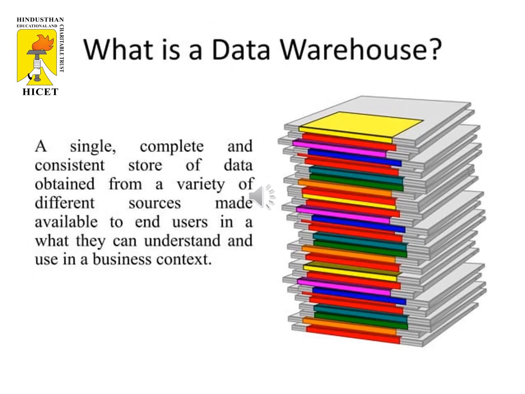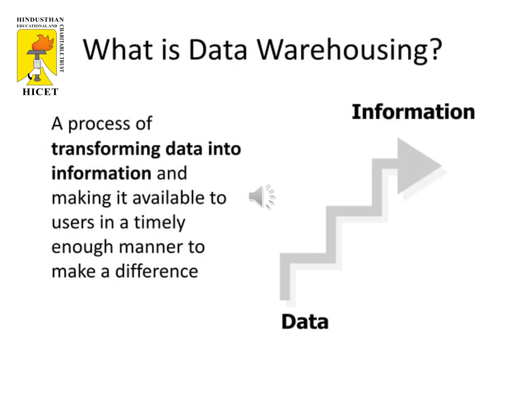So let us see what a data warehouse is. A data warehouse is a collection of data from various sources. We can say a data warehouse is a single, complete and consistent store of data obtained from a variety of different sources, made available to end users in a way they can understand and use in a business context. To put it simply, data warehousing is a process of transforming data into information, making it available to users in a timely enough manner to make a difference.